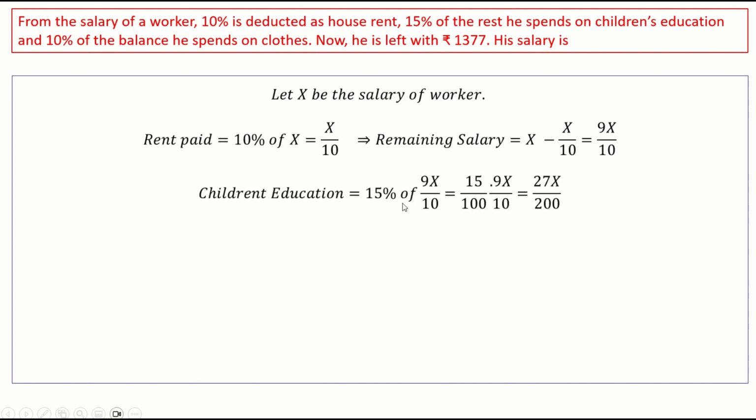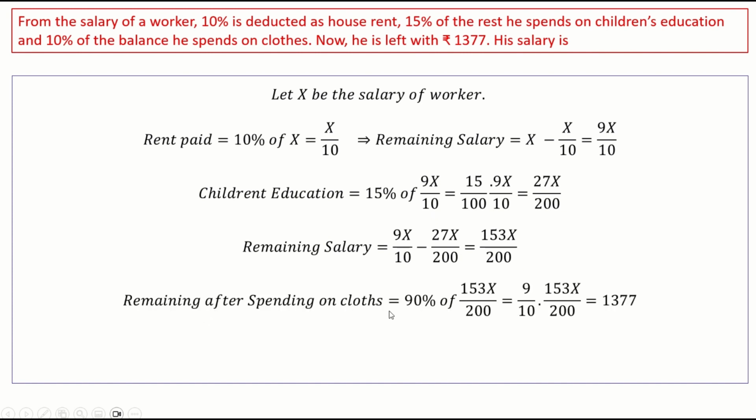Then children's education is 15% of 9x by 10. That is 15 by 100 into 9x by 10, which is 27x by 200. Okay. So remaining salary is 9x by 10 minus 27x by 200, which is 153x by 200. Or you can directly take 85%. 15% is children's education, so 85% will remain, right? So you can take 85% of 9x by 10, and directly you will get this value instead of doing this calculation.